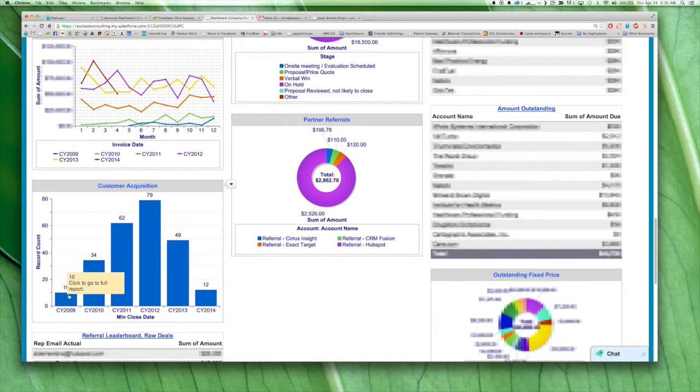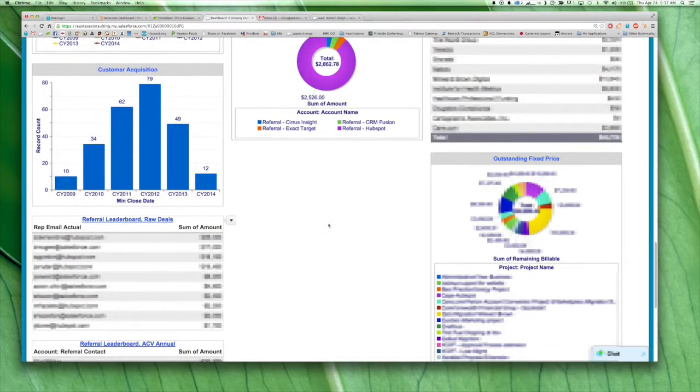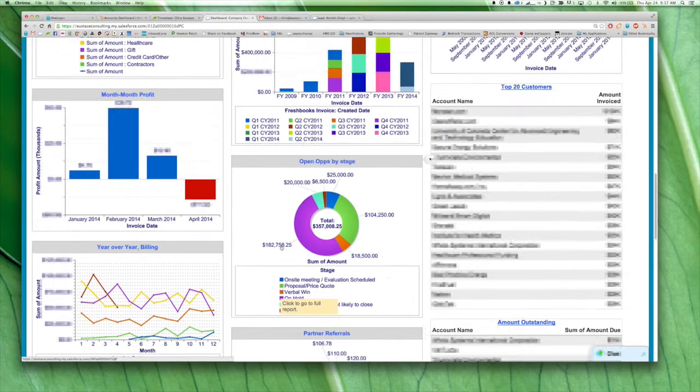So you can see 2009 to 2012, we had a big growth of new customers. But in 2013, we actually had a decrease in new customers and a lot more revenue, so that means repeat business. Referrals, I'll show another time.